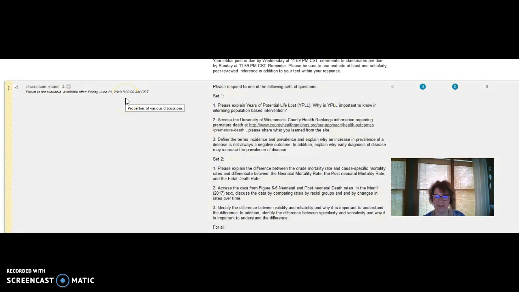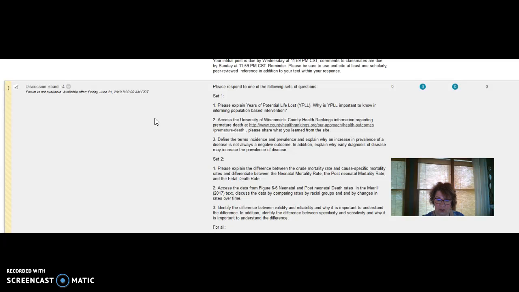Okay, here we are in our discussion board, and what we're going to be doing is just like before. We're going to be doing either set 1 or set 2. It's your choice. And so the first set involves years of potential life lost and looking at the county health rankings and roadmaps. And again, this will be something that you all will use when you're doing your synthesis. So pay attention to the county health rankings and what your classmates, if you don't choose set number 1, include about county health rankings.